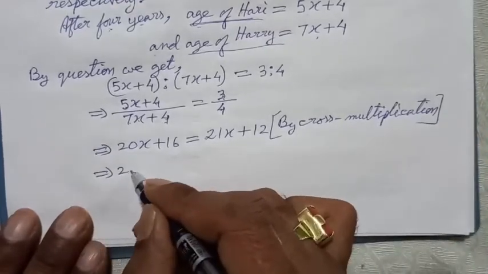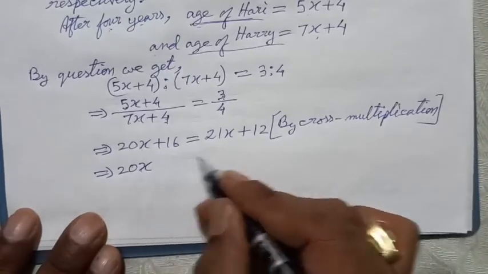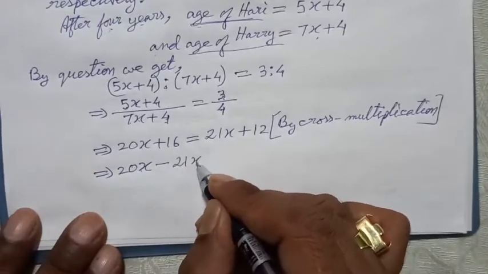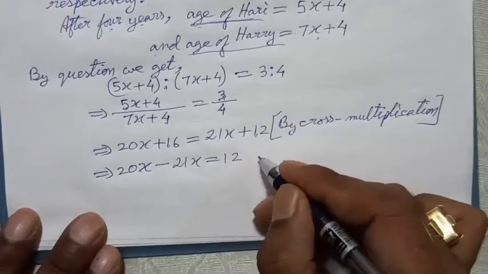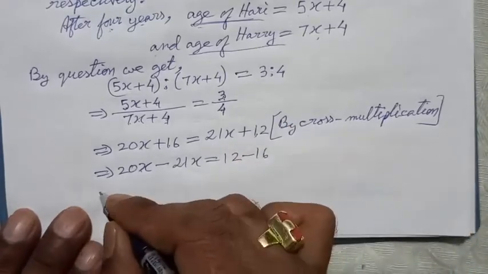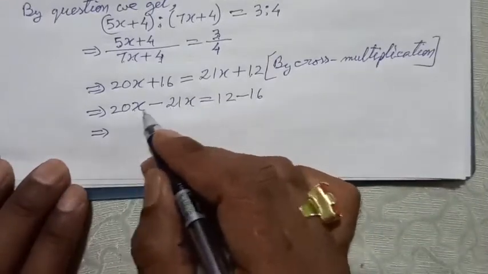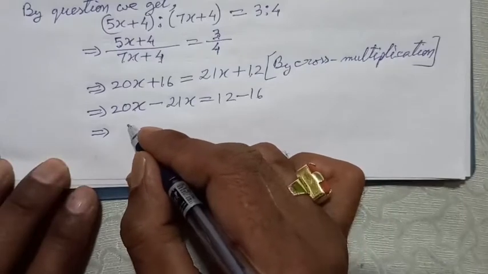Then the terms which have a variable we have to write down together. 20x first, then 21x is transposing, then minus sign, 21x, then 12 plus 16 is transposing to the other side, then minus 16. 20x minus 21x, if we subtract then we will get 1x. 1x is same as x.